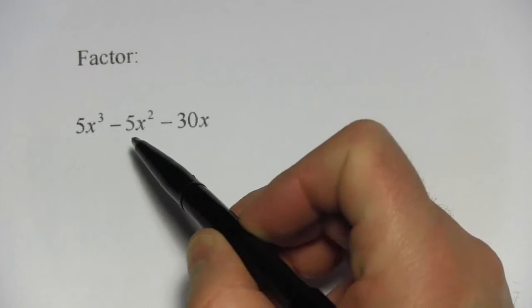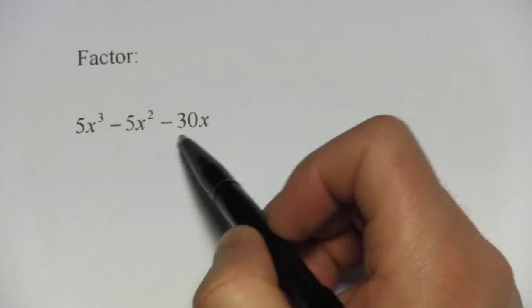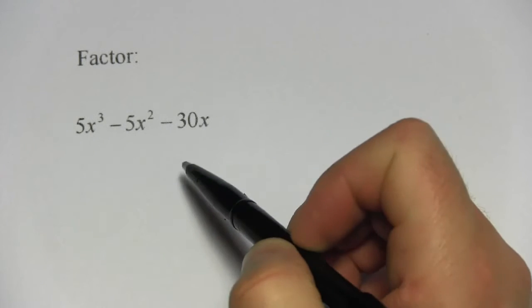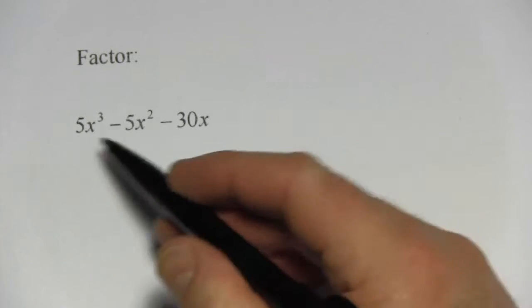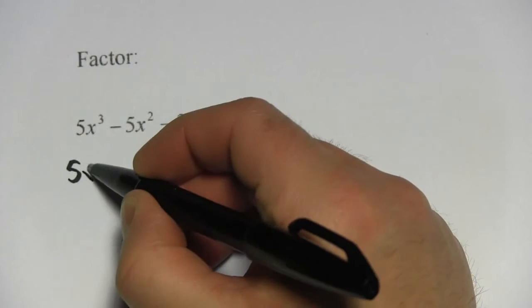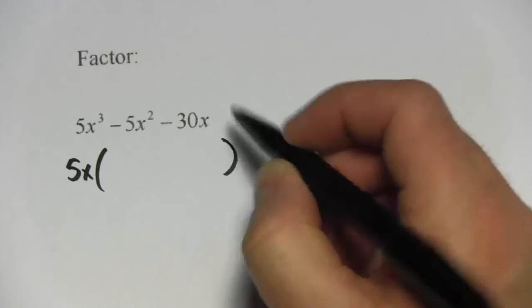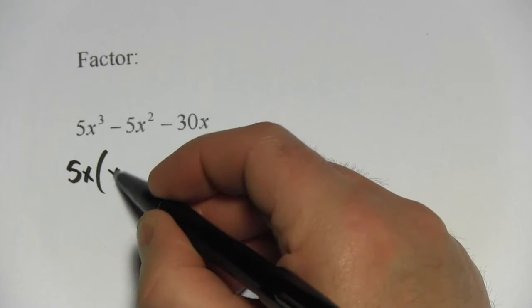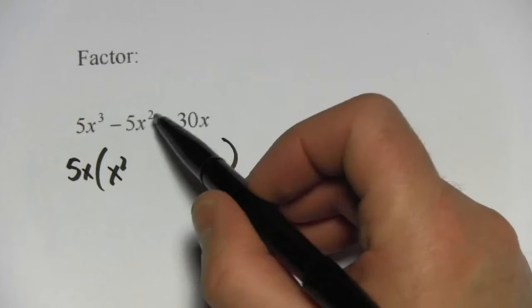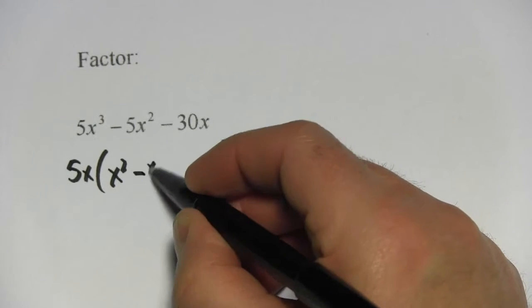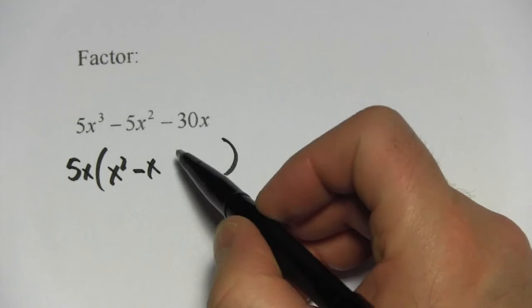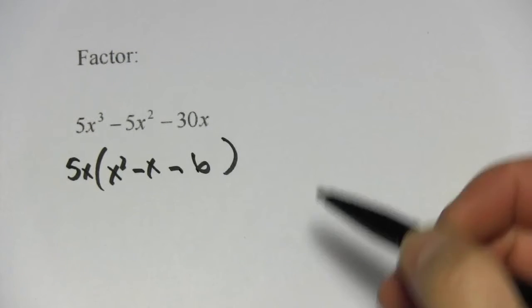But what I notice is that each one of these terms has a 5 and an x that could be divided out of it. So I'm going to factor that out first. So put 5x out here. That would just leave x squared here on the first term. This would be minus x, the 5 goes away there, and this would be minus 6.